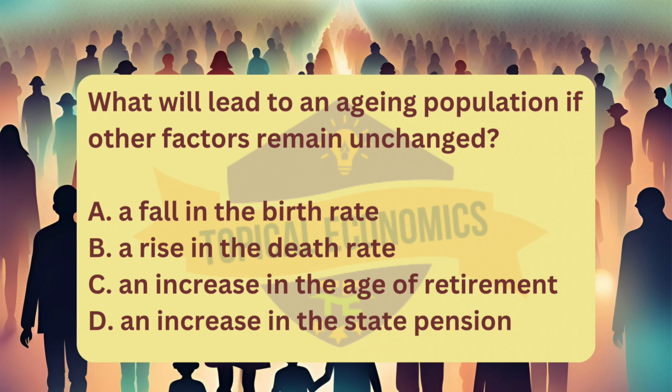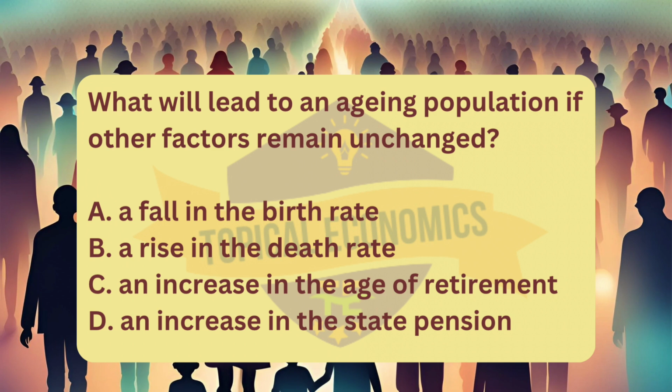Lastly, option D, an increase in the state pension. An increase in the state pension may benefit older individuals, but it does not directly contribute to an aging population. The aging population is driven by demographic factors like birth rates, life expectancy, and migration, not by changes in pension policy. However, better pension systems may help older individuals, but they don't directly cause an increase in the number of elderly people in the population.